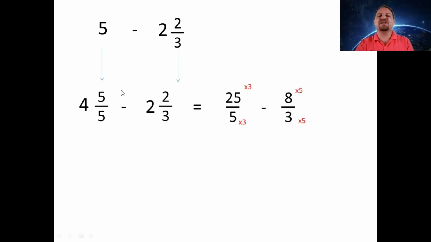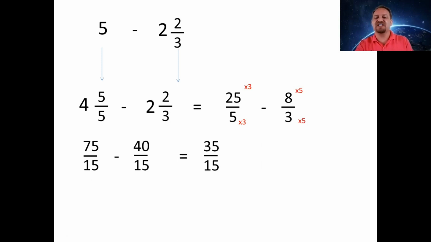We used method 2, didn't we? So we turned both mixed numbers into improper fractions. 4 times 5 plus 5 is 25 over 5. 2 times 3 plus 2 is 8, that's over 3. Find a common multiple, which is 15. And that gives us 25 times 3 is 75 over 15. 8 times 5 is 40 over 15, isn't it? Okay, good.